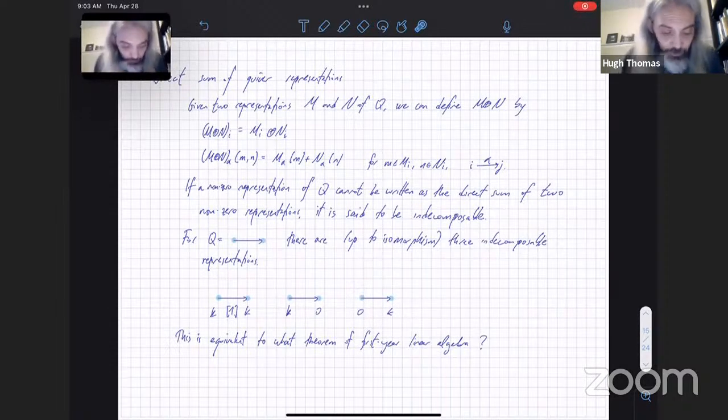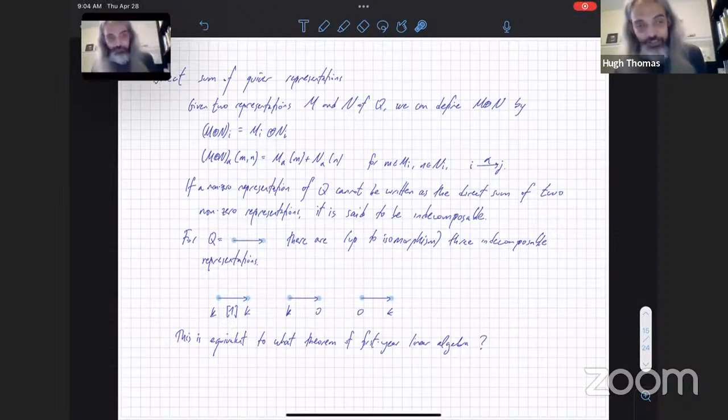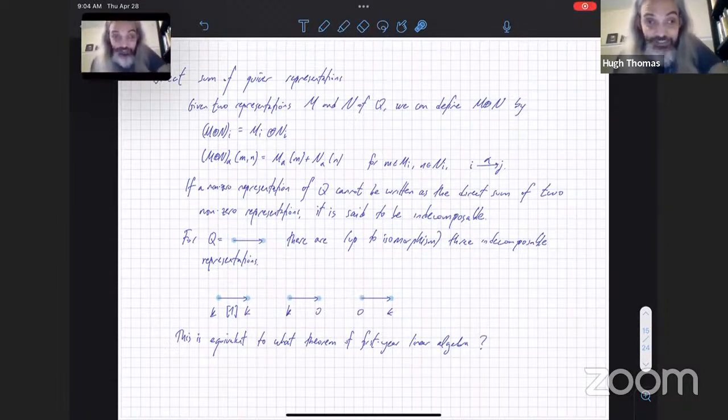So the puzzle is, what theorem of first-year linear algebra is this statement that there are three indecomposable representations for A2, for this quiver? What theorem of linear algebra is this equivalent to? Anyone want to take a shot?